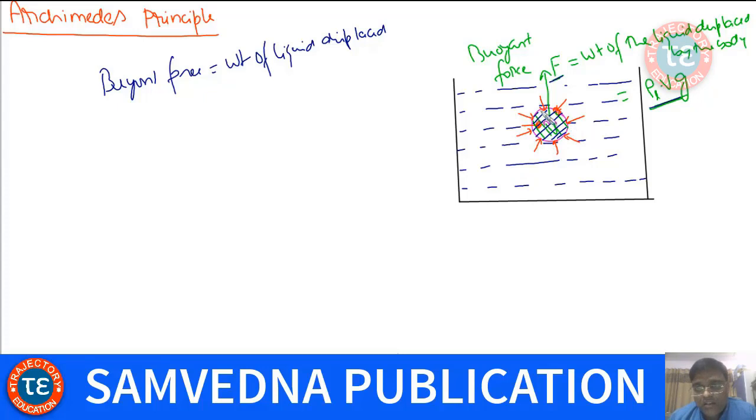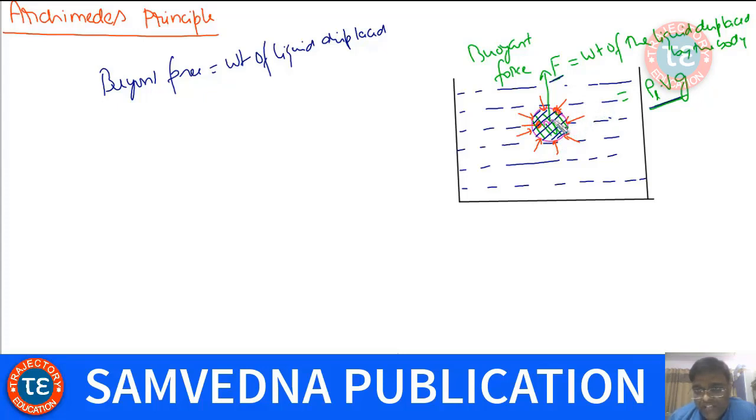Let's consider a sample of liquid, the same liquid as you have in the surrounding. Suppose that body is replaced by a sample of the same liquid which has the same shape, size and volume, everything the same. We are replacing the body by the equivalent sample of the same size, same volume, same dimension. So we are replacing this with a sample of the same liquid as you have outside.